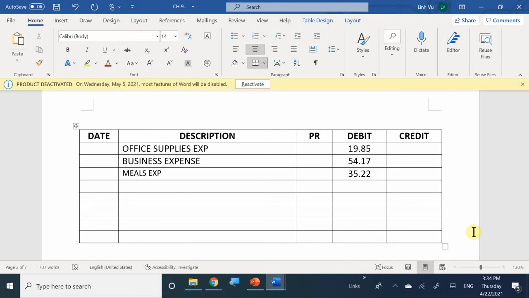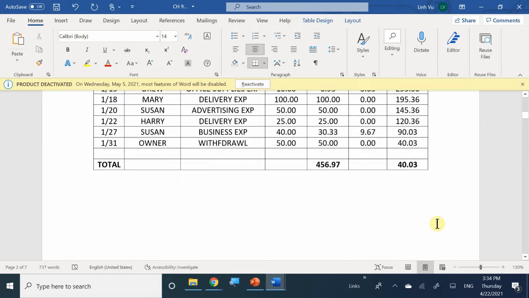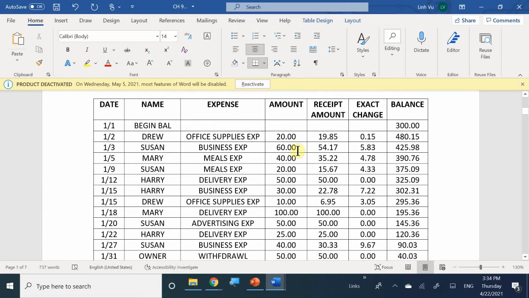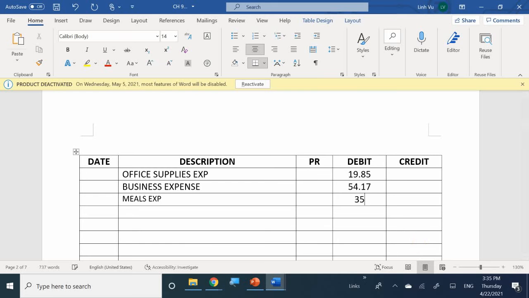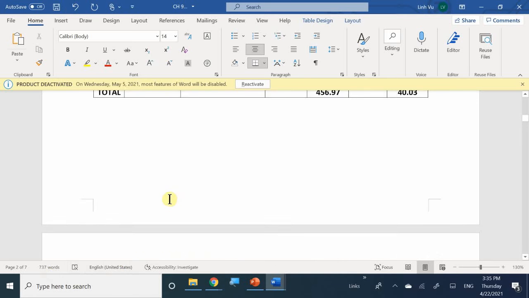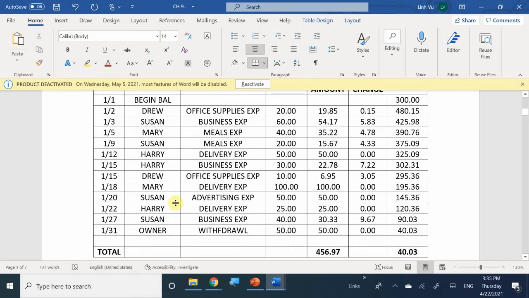Can you scroll up again? I think I messed up. So we got 35.22. Okay. 35.22 plus 15.67 is 50.89. Okay. What else has happened?